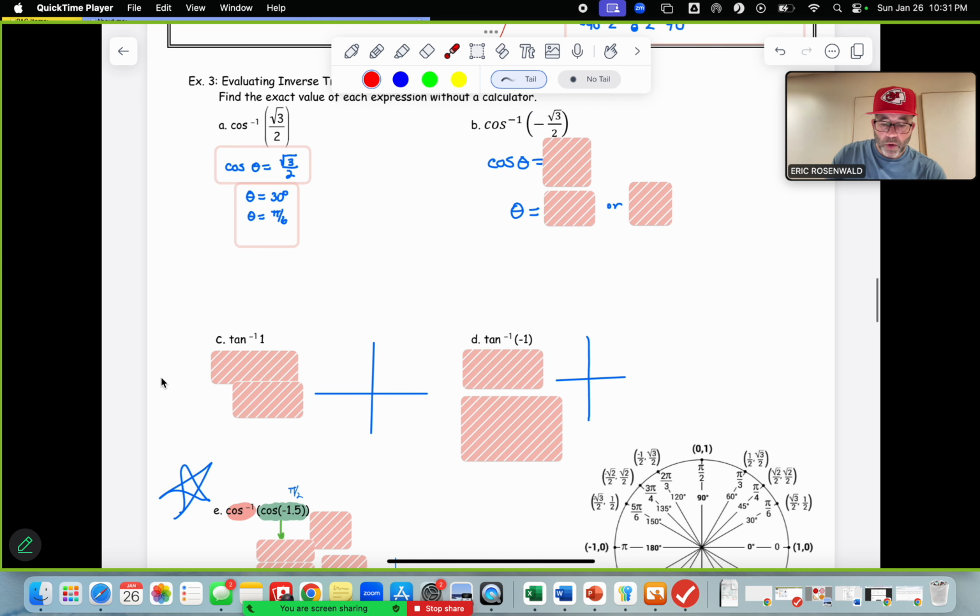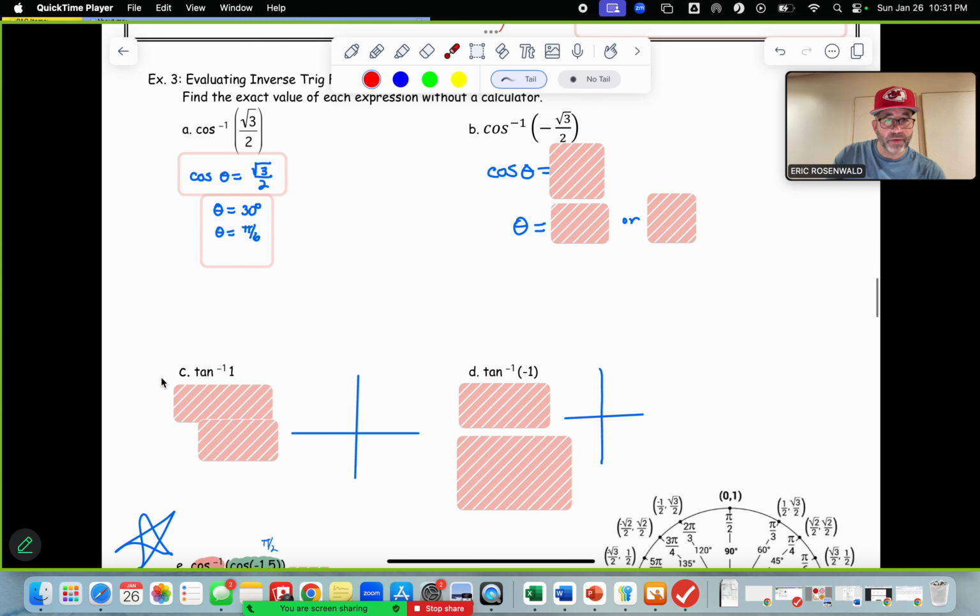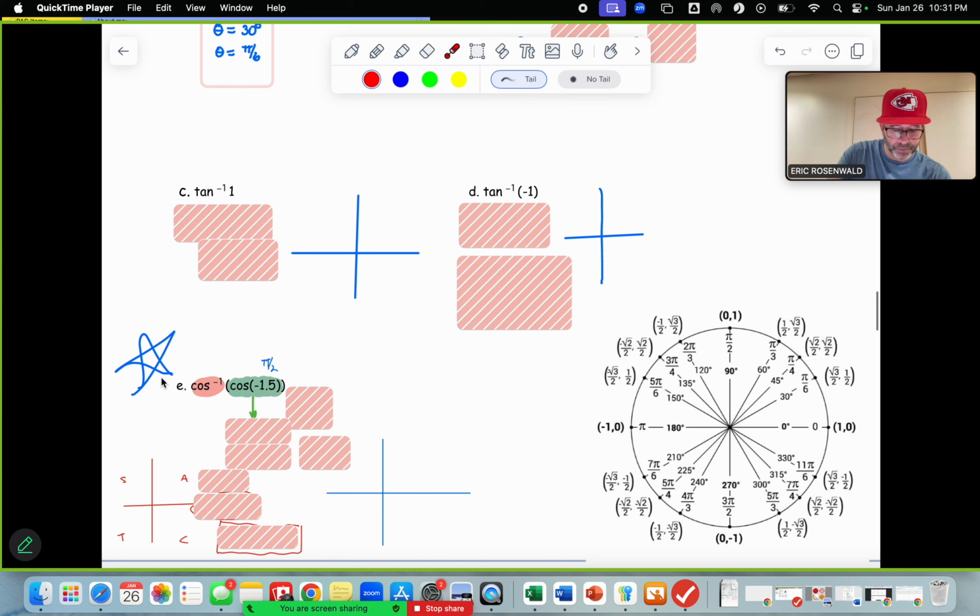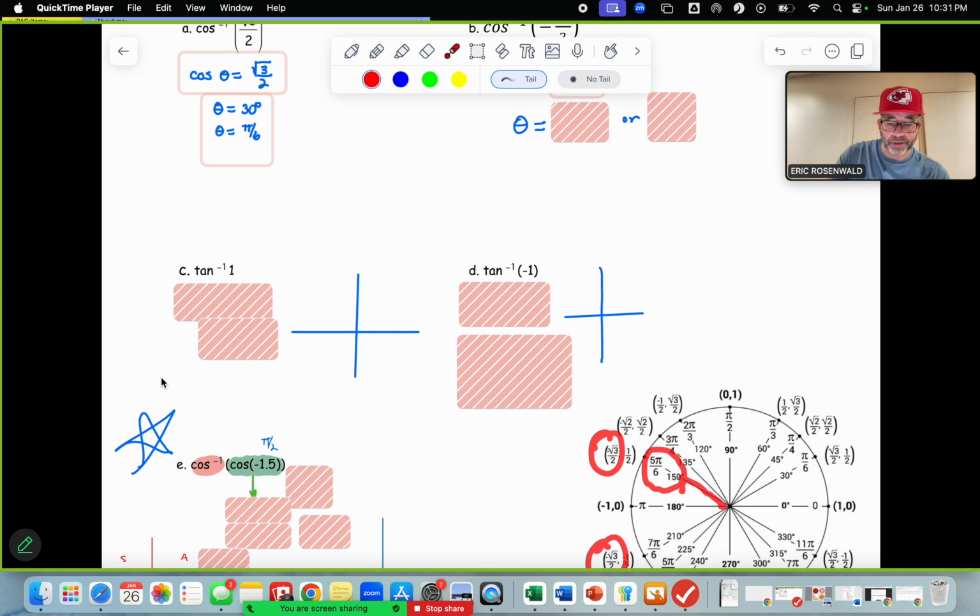Okay. When we look at the inverse cosine of negative root 3 over 2, we're saying the cosine of what angle is equal to negative root 3 over 2. So we're looking for an x value equal to negative root 3 over 2. And that happens here and here. But the only one in the correct quadrant is over here, because that has to be in the first or the second quadrant. So my answer for this is 150 or 5 pi over 6.